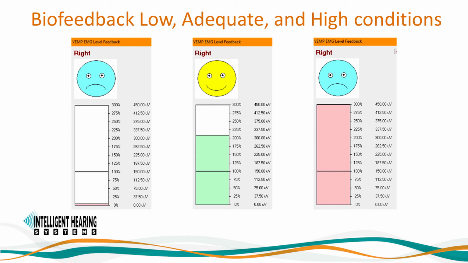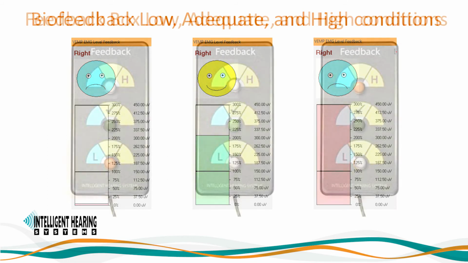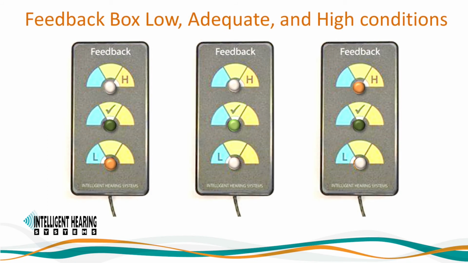The bar graph and face displays are updated every 500 milliseconds. Please note that if the patient is constantly below the set minimum and always rejecting sweeps, then the minimum may have to be lowered, and if the patient is consistently above the set maximum and always rejecting, then the maximum may have to be increased. The patient biofeedback provided via the VEMP feedback LED box option is as follows.